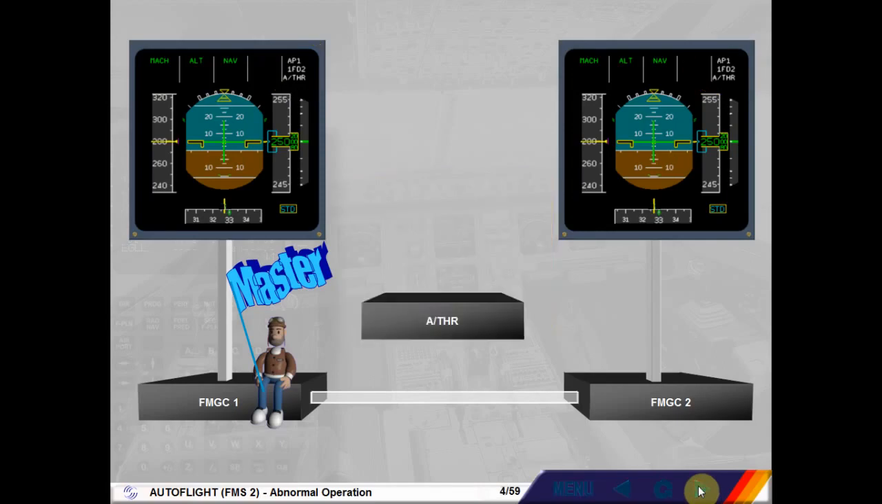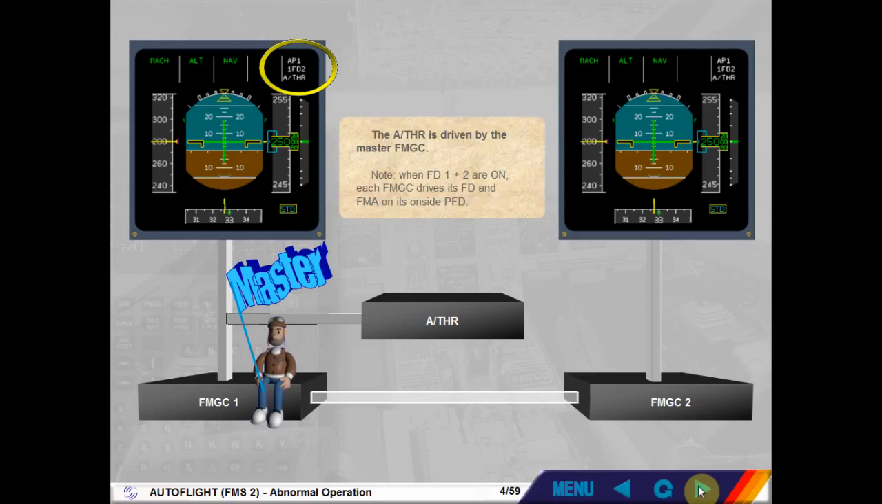The autothrust is driven by the master FMGC. Note, when flight director 1 plus 2 are on, each FMGC drives its flight director and FMA on its own side PFD.